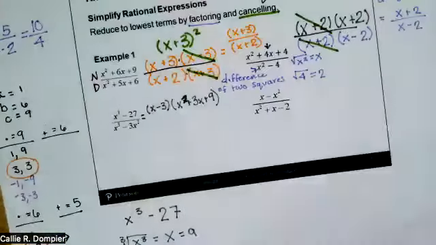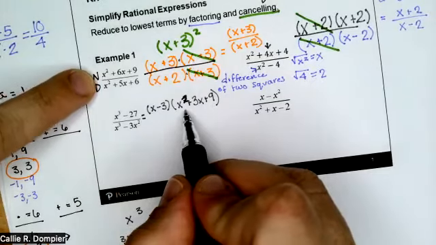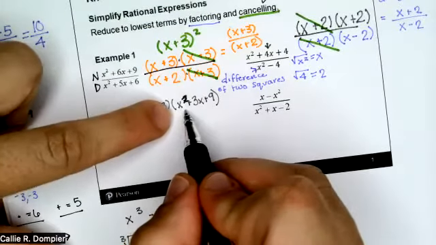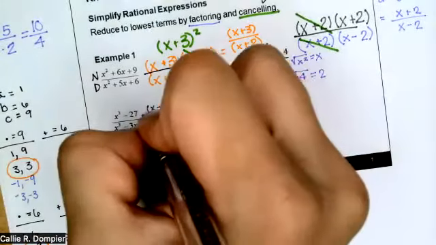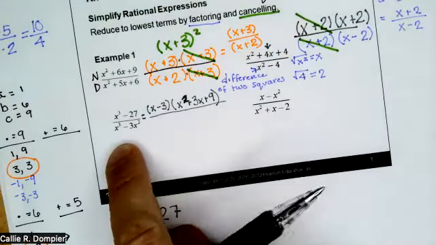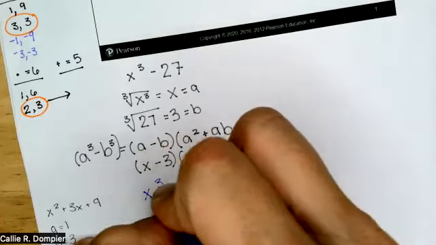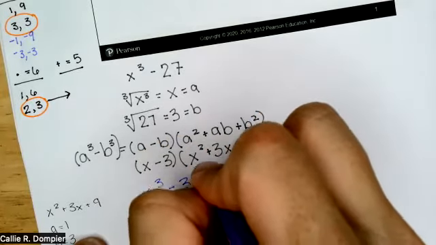So this, even though it looks like the things that we have factored, we can't factor this. This is called prime. Okay. And then down here, we have X cubed minus 3X squared.